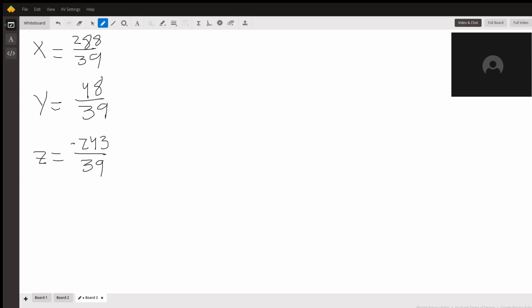All right, simplify these. Divide by 3 and 3, you get 96 over 13 for x. This simplifies to 16 over 13 for y. And this reduces to -81 over 13 for z. So yes, that's the method. It's just that simple.